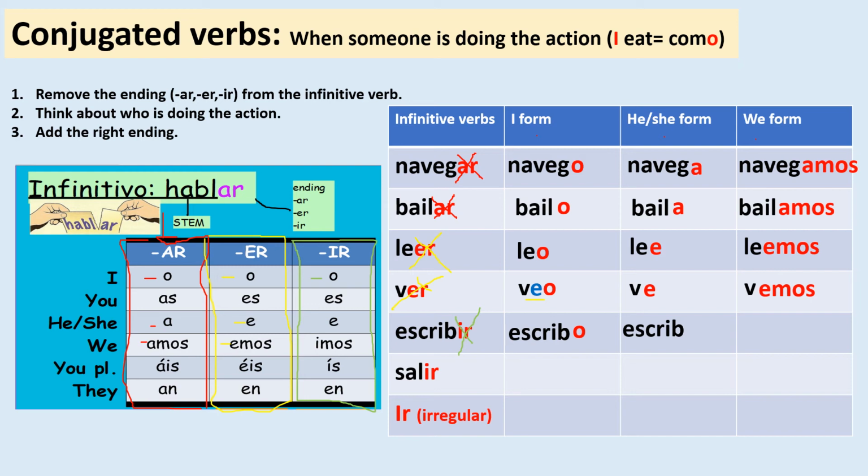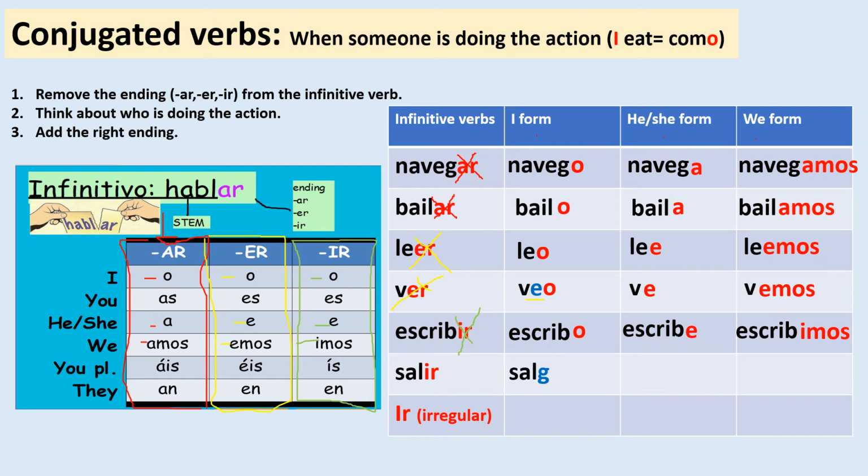Then for the he or she form, same thing. I have the stem. I look for the he or she ending, which is E, and I add it to it, and we have he or she writes, escribe. And for the we form, we look for the we ending, and we add it to it. So we write, escribimos. Right, let's do two more verbs.